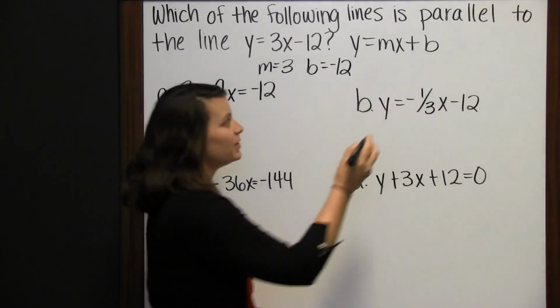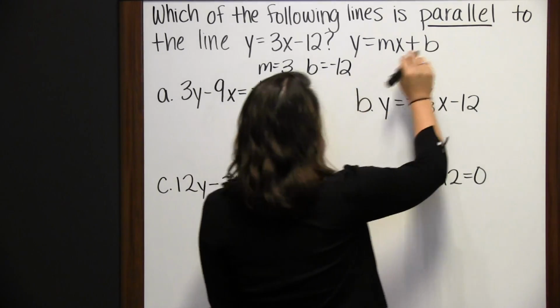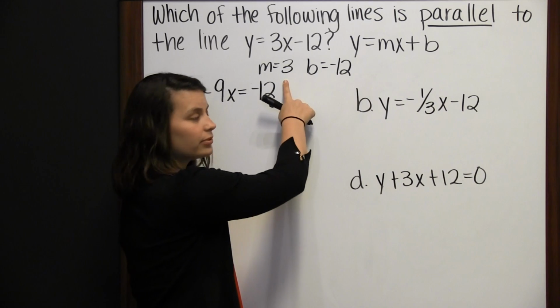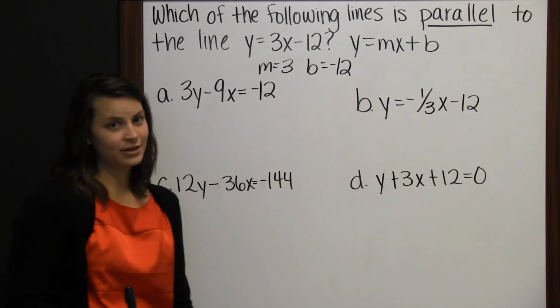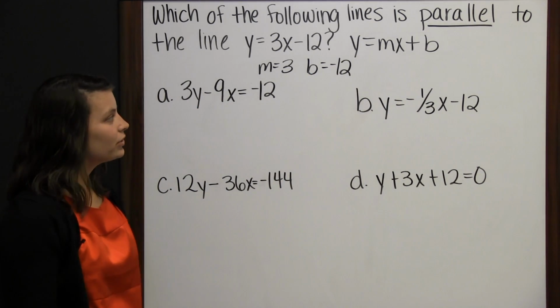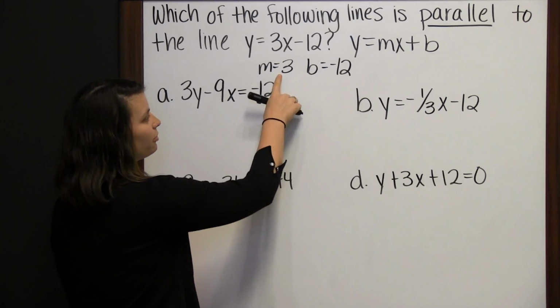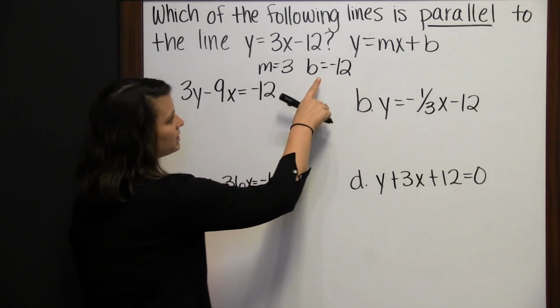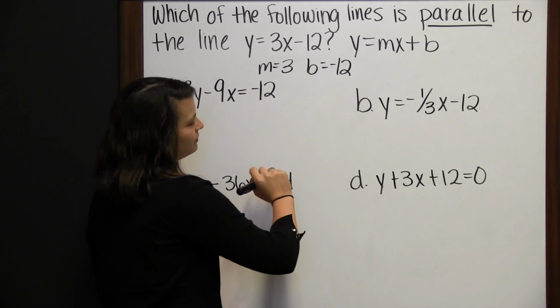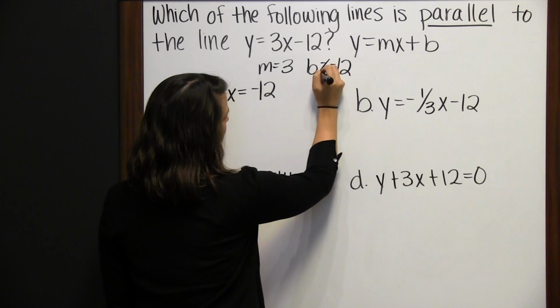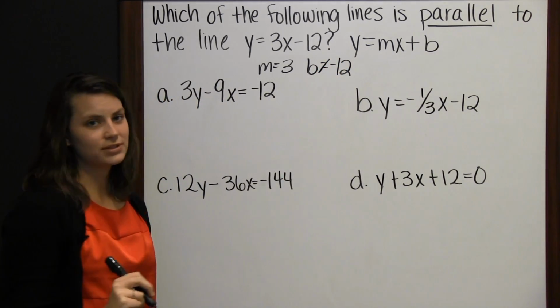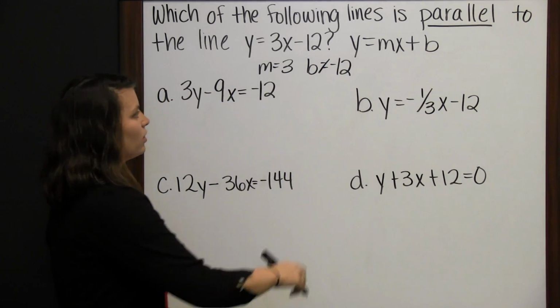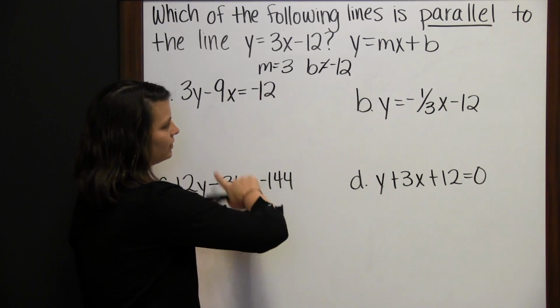Now for lines to be parallel, they must have the same slope, but different y-intercepts. So we're looking for a line that has a slope of 3, but does not have a y-intercept of -12. So maybe we just put a slash through that equal sign. We do not want a y-intercept that equals -12.